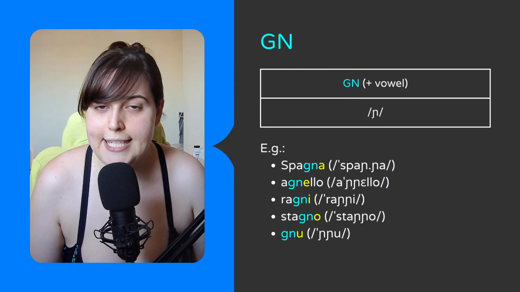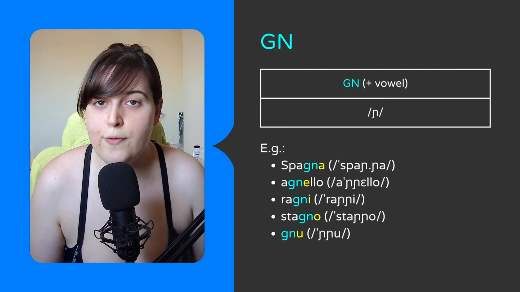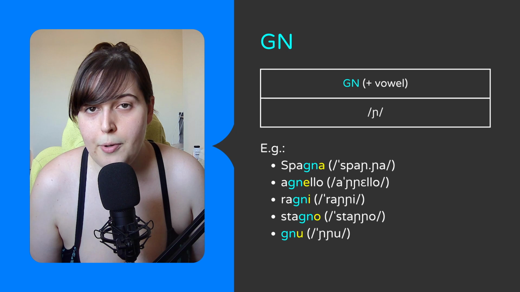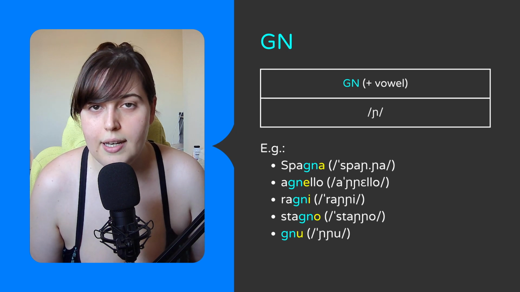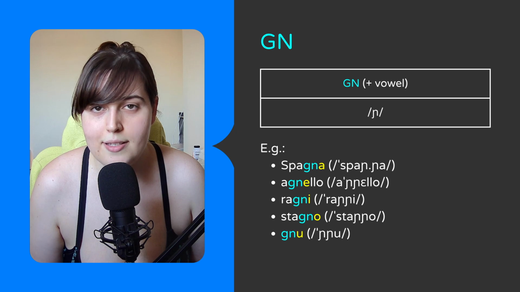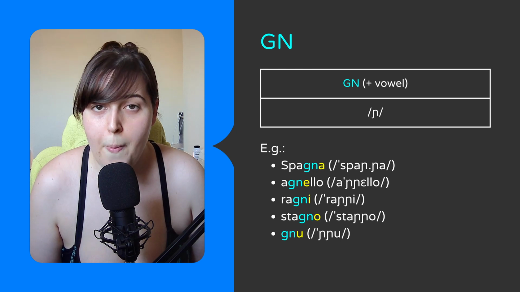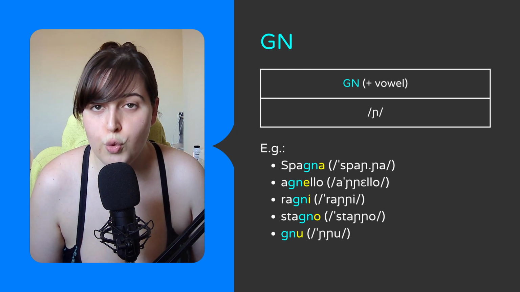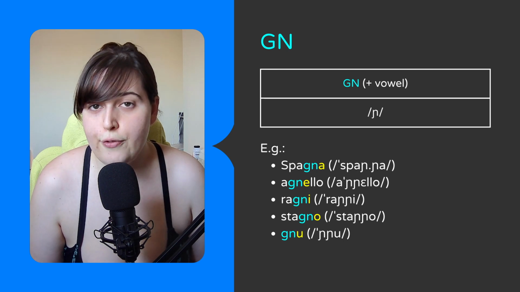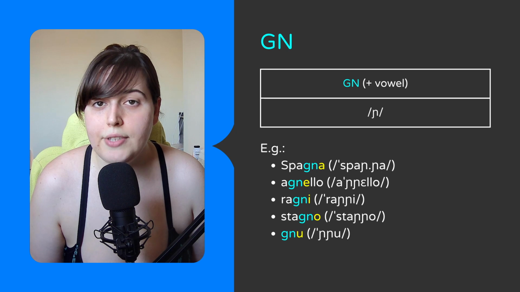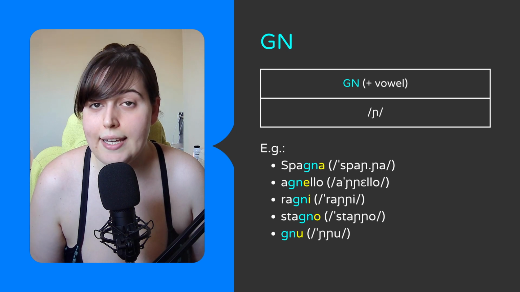Last but not least, GN, which is always followed by a vowel. For example, Spagna, Spain, agnello, lamb, ragni, spiders, stagno, pond, or gnu. Unlike the other digraphs, GN doesn't have a non-digraph form, because while Latin used to have the hard sound GN, Italian lost it.